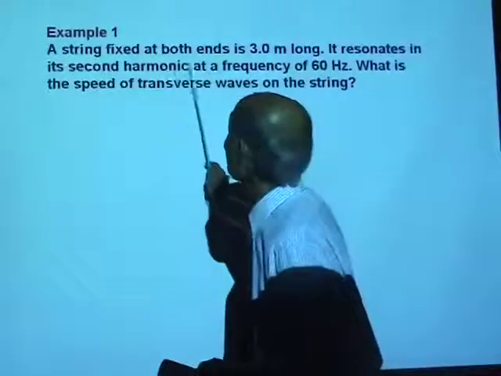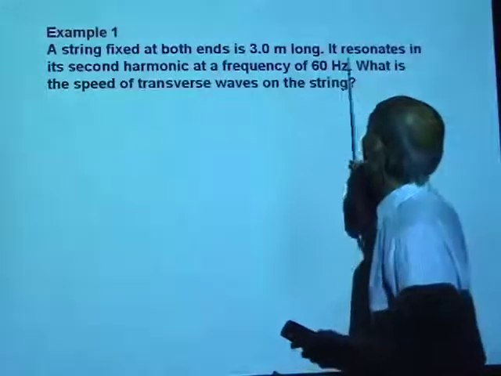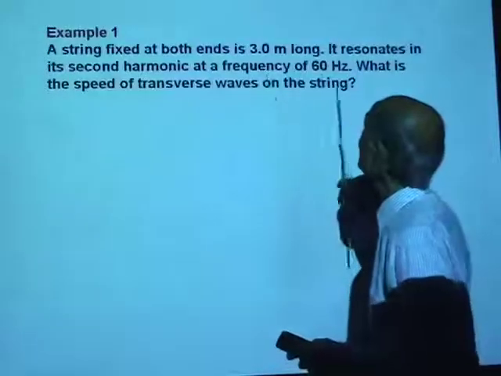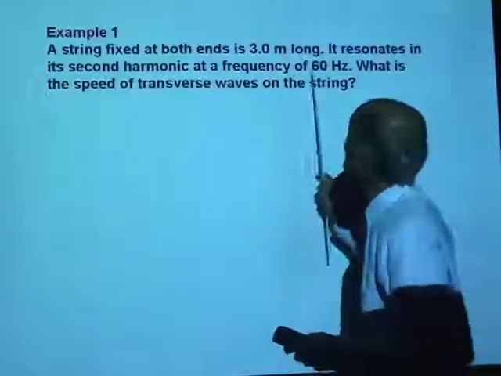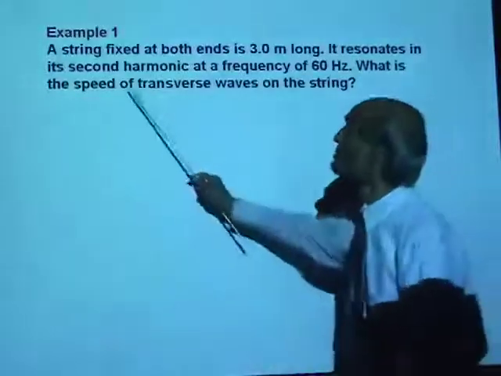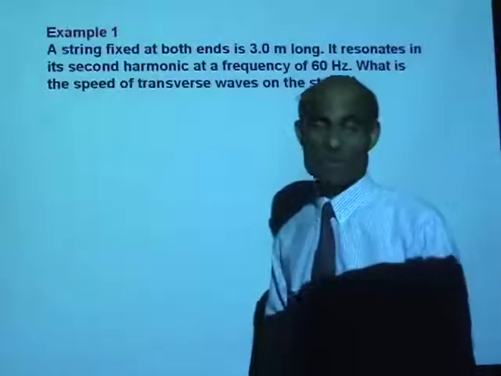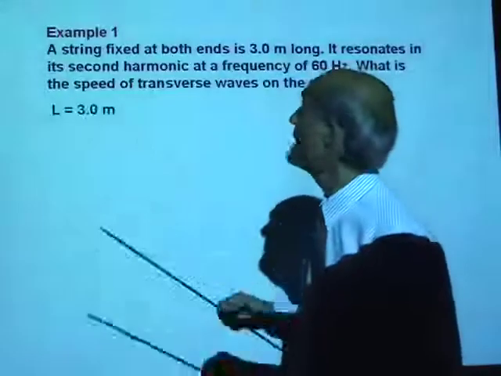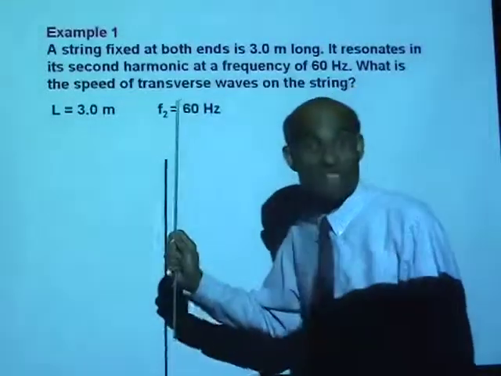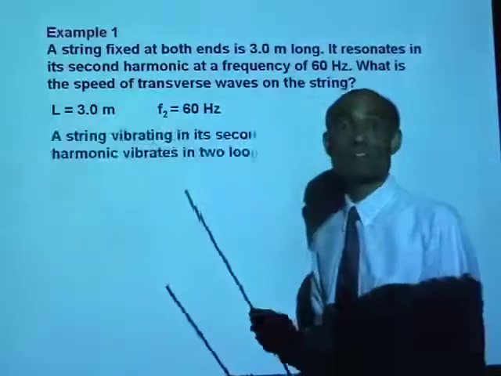A string fixed at both ends is 3 meters long. It resonates in its second harmonic at a frequency of 60 Hertz. 60 Hertz is the frequency of the second harmonic. What is the speed of transverse waves on the string? Well, let's pick out our data. L equal to 3 meters. The frequency of the second harmonic, watch that, F2 equal to 60 Hertz.